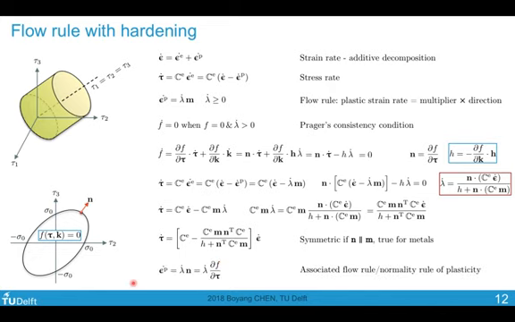So we can then write the plastic flow rate as lambda dot multiplied with n, the normal to the yield surface at the point where our stress tensor is located. And this is our associated flow rule for metals.